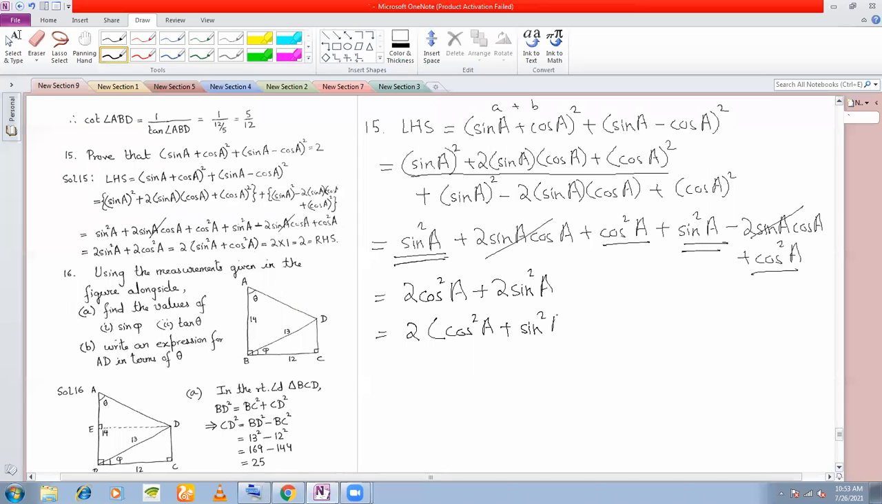From square relations, you know cos² A plus sin² A is equal to 1, which is equal to 2 into 1, which is equal to 2, which is equal to the right hand side. That's it. And that is the proof. Is it clear? So this was simple enough. Any question?